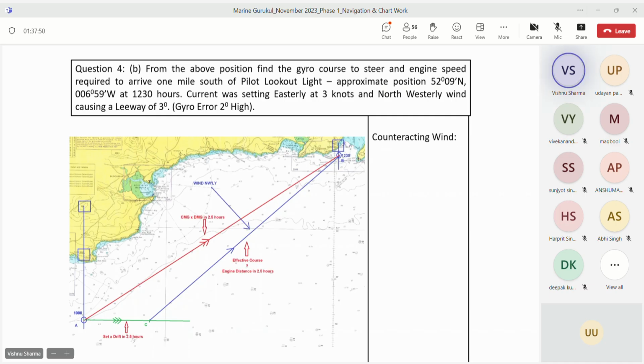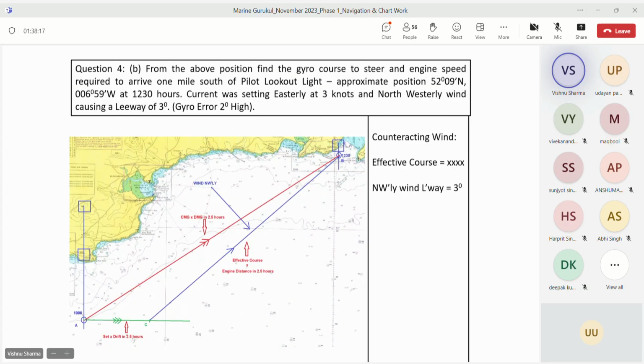Someday somebody, now I've labeled all the parts here. I think it's clear to you now. Wind northwesterly is shown by the arrow. Effective course into engine distance, that is CMG into DMG in 2.5 hours. And this is the set and drift in 2.5 hours. This is how the triangle is completed. And then counteracting wind, you can see here, effective course so much.